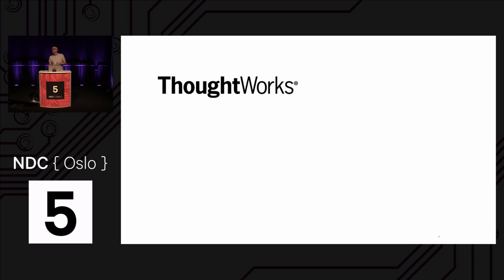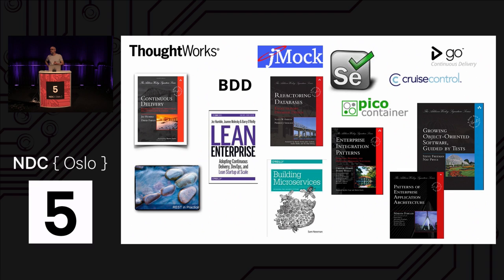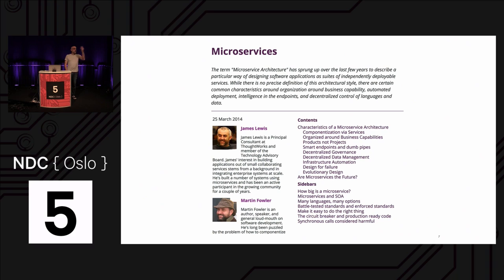If you haven't come across us before, you may have come across some of our publications, or some of the publications that people who have or currently work for us produced, or some of the open source software projects that have come from our people. So things like CruiseControl, the first ever continuous integration server, Selenium and WebDriver, things like PicoContainer, the first IoC container, Go, which is a continuous delivery server, and books: Refactoring by our chief scientist, Continuous Delivery, and more recently, before Sam left to become an independent, Sam Newman's Building Microservices. All very good, fantastic. Read them all, buy them all. I'm sure those authors will be very happy.